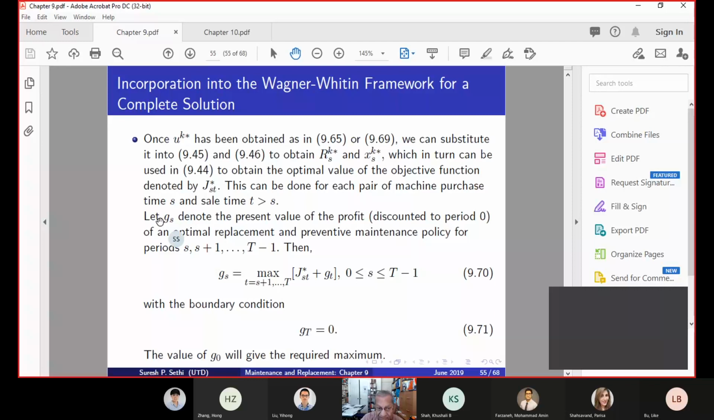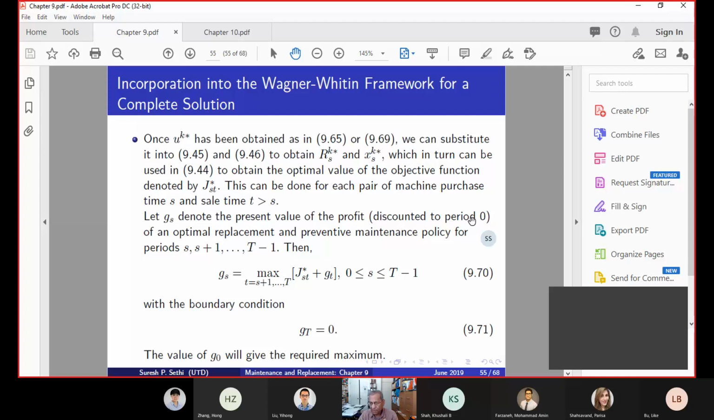So let G of S denote the present value of the profit, discounted to zero, of an optimal replacement schedule from S all the way to T minus one. Now, it's not quite similar, but similar to the traveling salesman problem. So what I'm trying to do is, here's the total time period, zero to capital T, the T periods: zero period, one period, T minus one period. And here is my S. And I'm saying that if I were to solve the problem from S to T, not from zero to T, then the optimal value of this will be G of S, which is reasonable, because it only depends on S. So I can do that, G of S.